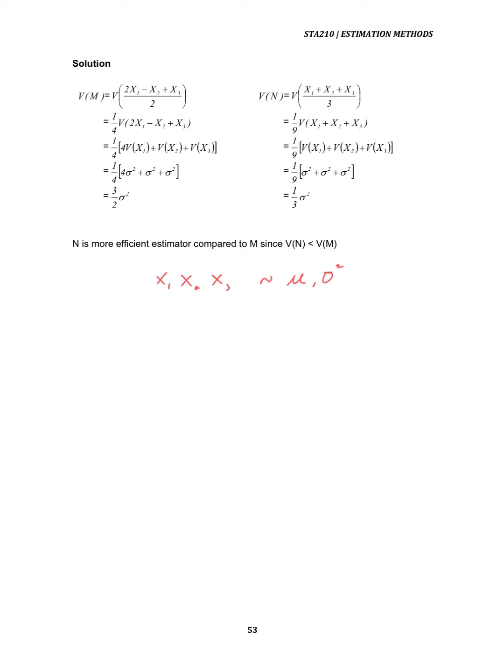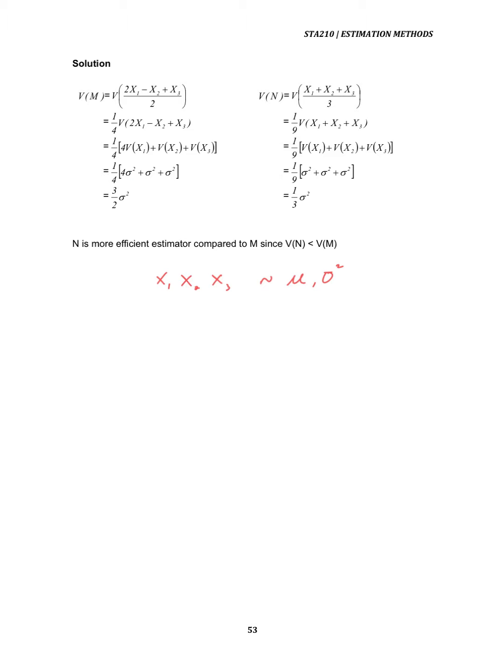So maksudnya Vx2 also have a variance sigma square. V3 pun sama, variance dia adalah sigma square. So that's why dia akan jadi 4 sigma square plus sigma square plus sigma square. So dia akan jadi 6/4 sigma square. So kita simplify, dia akan jadi 3/2 sigma square.